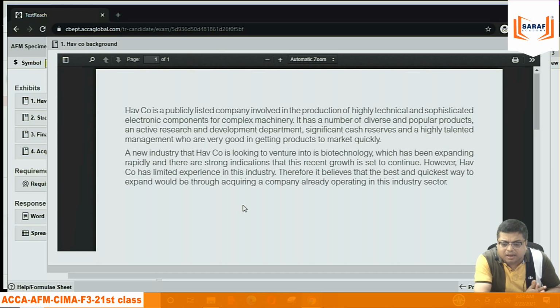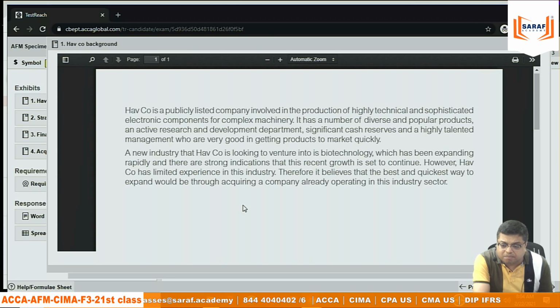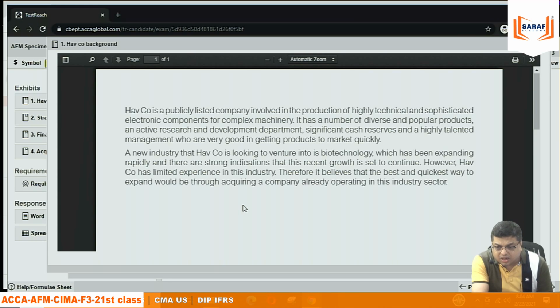H company is a publicly listed company involved in the production of highly technical and sophisticated electronic components for complex machinery. They make parts for machinery. It has a number of diverse and popular products, and an active research and development department. Good R&D, many products, diversified products, significant cash reserves, a huge cash balance, and a highly talented management who are very good at getting products to market quickly. Marketing is very good. So the USP of the company is diversified products, active research and development, good cash balance and liquidity; they can do projects and market the products very well. The management has good marketing skills.